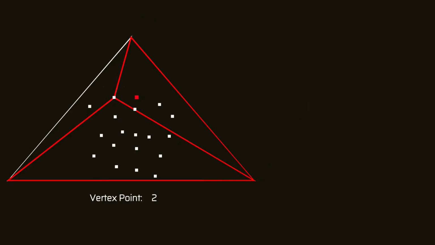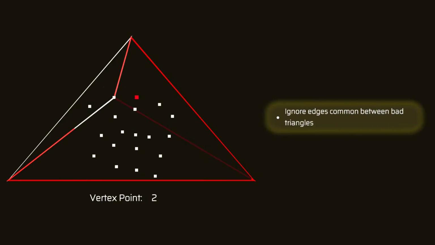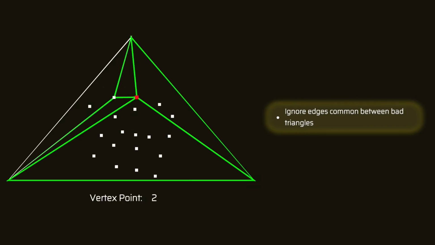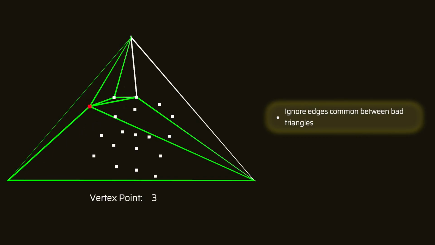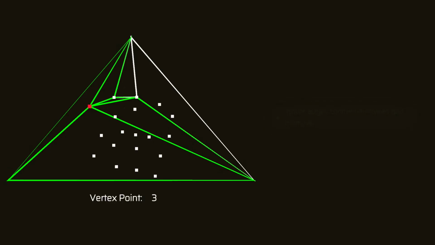In cases like this, where the point lies within the circumcircles of neighboring triangles, we ignore the common edges when creating the new triangle. Perfect. We also observe this when checking through the next vertex point. And similarly, we ignore these two common edges and only use the edges on the perimeter to create new triangles with the vertex point. Now let's watch the remaining triangulation unfold.